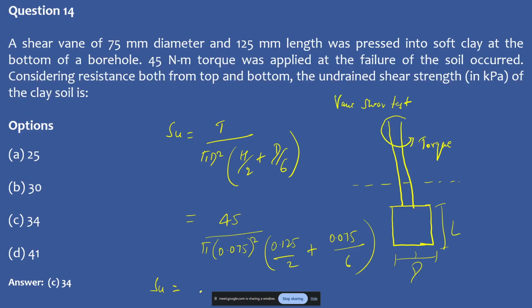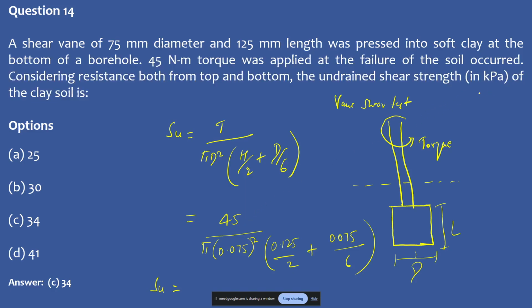So your undrained shear strength value can be calculated as 0.125 divided by 2, answer, plus 0.075 divided by 6, answer, into 3.14 into 0.075 squared, 45 divided by answer. So 45 Newton meter, we need to convert into kilonewton meter. The torque we take should be in kilonewton, so 45 into 10 power minus 3 in the numerator.